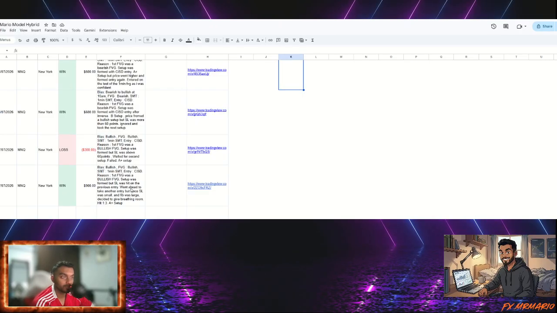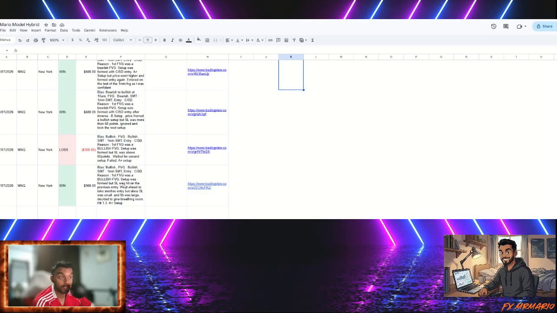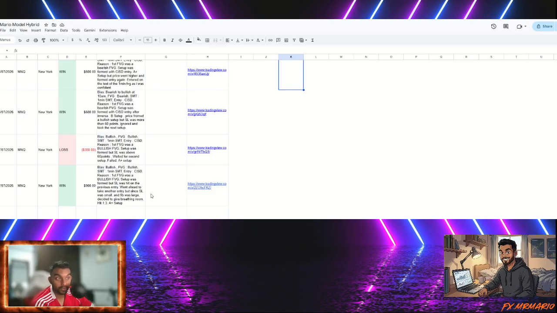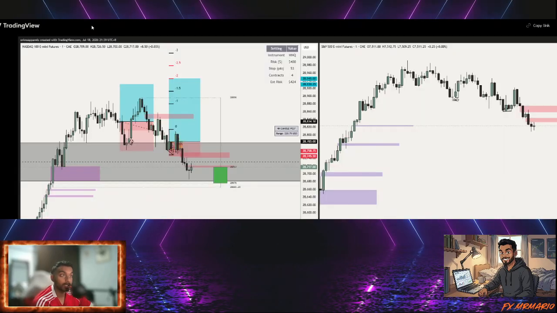Same thing, everything was the same. So setup was formed, first setup was hit on the SL, right? So I went ahead to take another entry, but since SL was small and the fib was large, I decided to give it a breathing room, right? What do I mean by that? Let's go ahead and look at it.